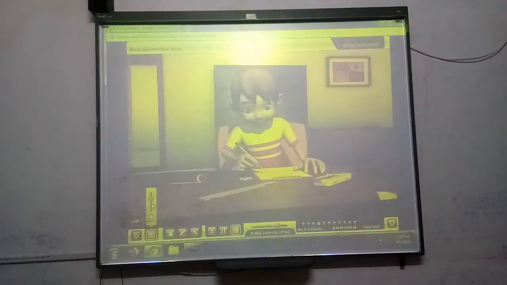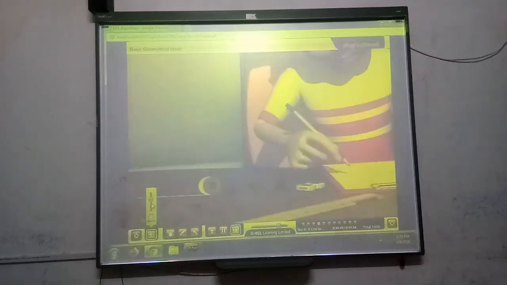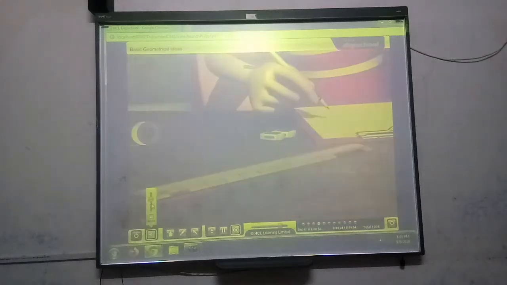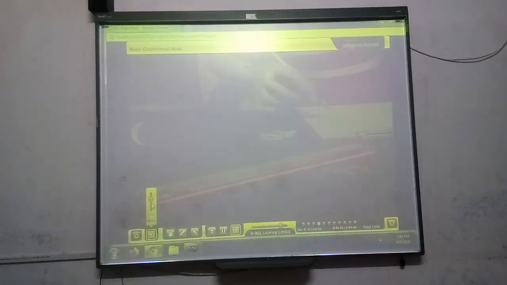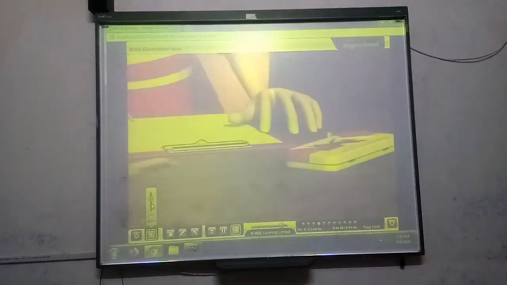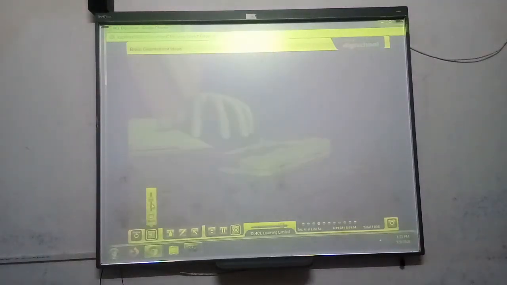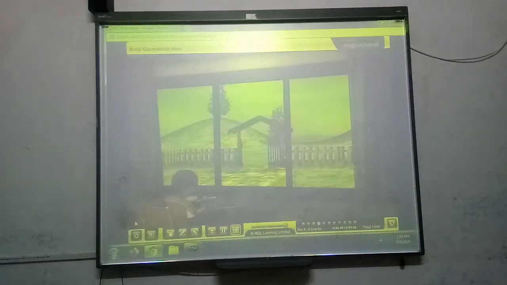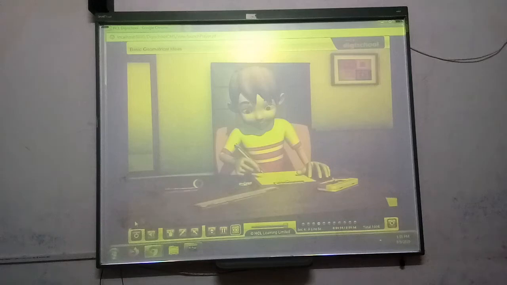Explore the scene. Can you see examples of a line segment? The thread, the edges of the ruler, of the box, of the photo frame, and of the window frame. These are all line segments.